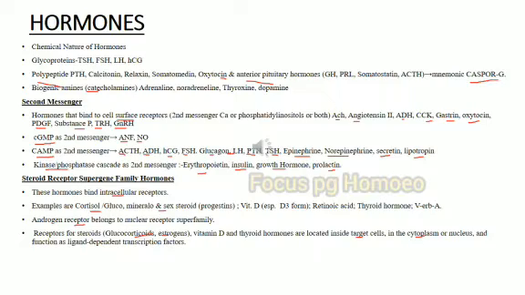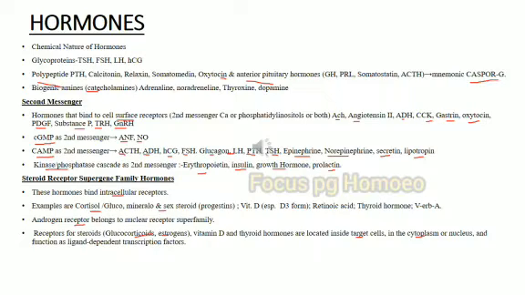Okay, coming to the topic hormones. So, chemical nature of hormones, they are classified as glycoproteins, polypeptide, and biogenic amines or catecholamines. Glycoproteins are basically TSH, FSH, LH, and HCG, female hormones. The mnemonic for this is LFT, HCG: L, LH; F, FSH; T, TSH; and then HCG.